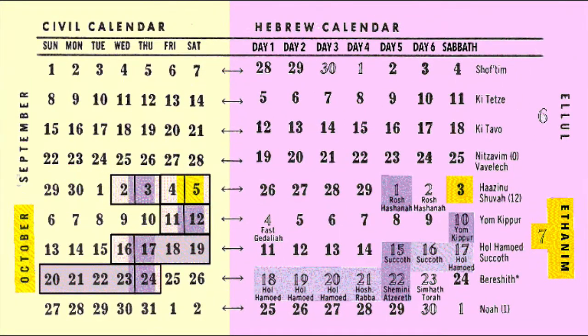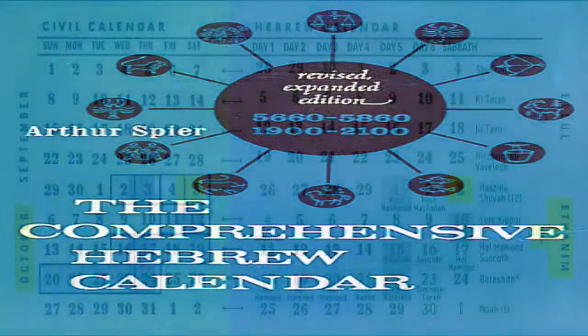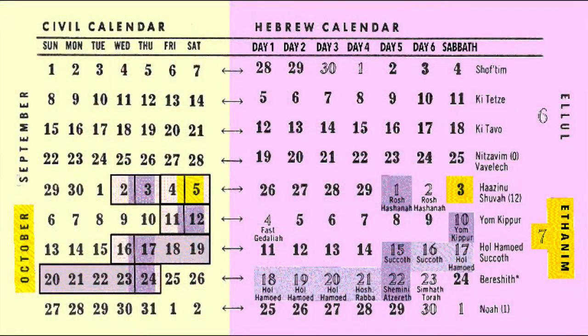And as you can see from the calendar that we have on the screen from Arthur Spear's book, The Comprehensive Hebrew Calendar, and we have to put that front page on the front cover of the book on the screen for just a moment to show you that we are getting these calendars that we display here with the date both from the Hebrew calendar and from the civil calendar, the pagan Roman Gregorian calendar. So let's just take a look at both dates. It's Friday night, the 10th day of the 7th month.